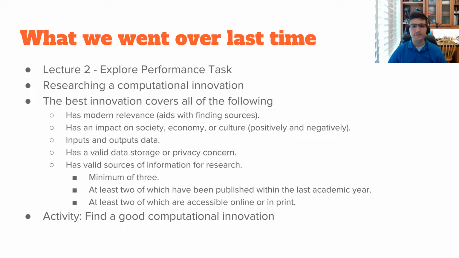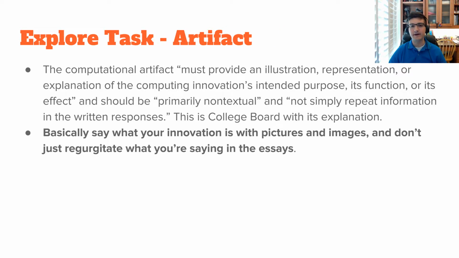What we went over last time, just a brief review, we talked about the Explore Performance task as a whole. And as we remember, we're going to be researching a computational innovation, and it has to have, or preferably would have, modern relevance. It has to have an impact on society, economy, or culture, both positively and negatively. It has input and output data, has a valid storage concern or privacy concern, and then has to have the sources that we talked about again. And the activity I left you with last time was to find a good computational innovation.